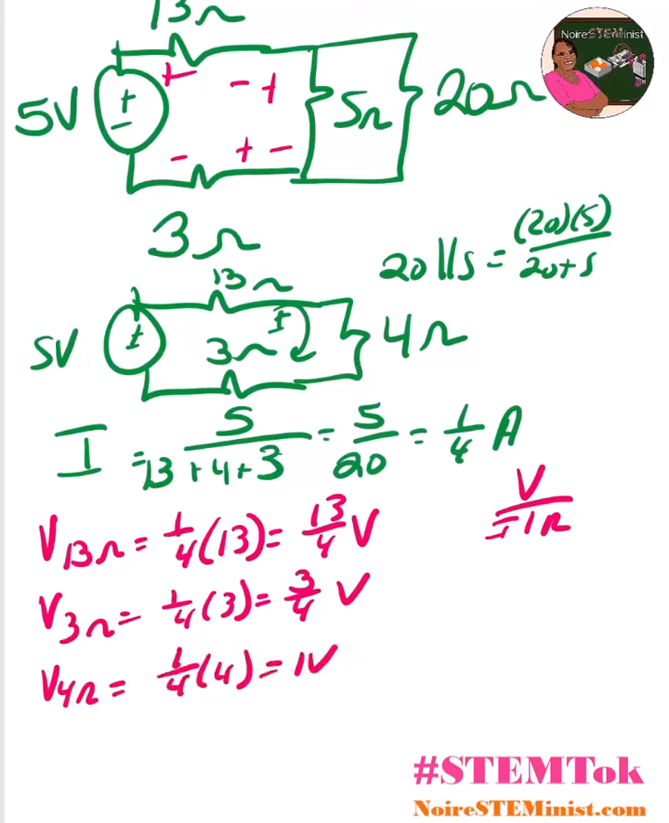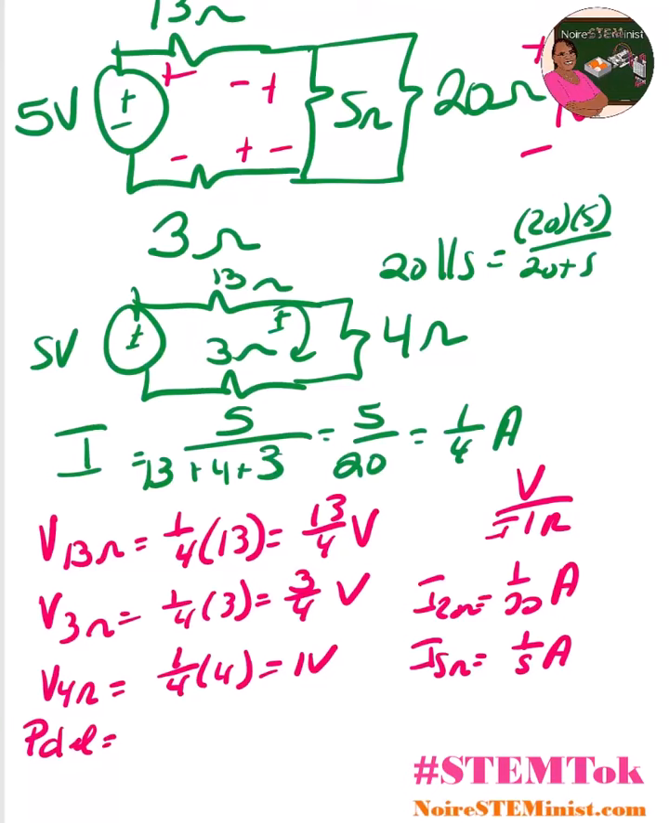So now we can find the current for the 20 ohm, which is 1/20 amps, and the current for the 5 ohms, which is 1/5 amps. So now using power, the power delivered for the 5-volt source is V times I, or 5 times 1/4, which is 5/4 watts. The power absorbed for all the other elements is also V times I.